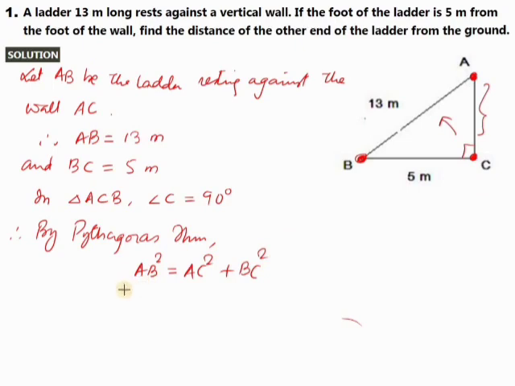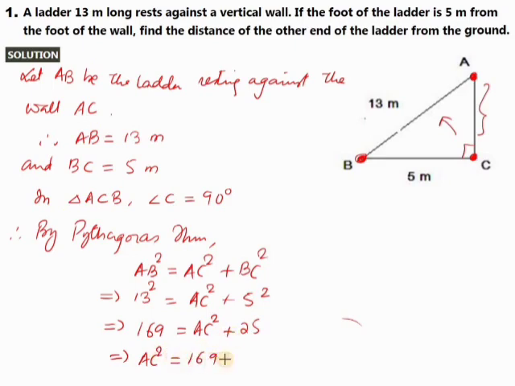Now let's put the values in. AB is given to be 13, so 13 squared is equal to AC. AC is not given, so we will find what AC is. We'll write AC as it is, plus we have BC squared. BC is given to be 5, so it becomes 5 squared. 13 squared is 169. We have AC squared plus 5 squared, which is 25. So from here AC squared is equal to 169 minus 25, which is 144.